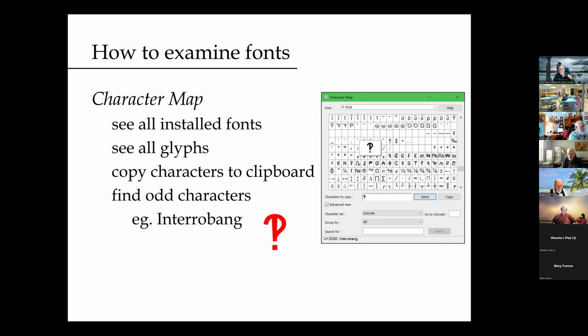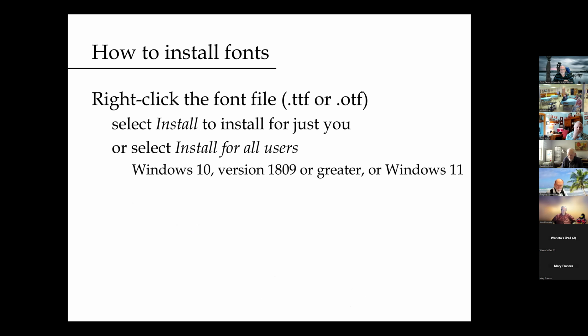Examining fonts: Character Map is an application that comes with Windows, and it allows you to see all the installed fonts and all of the glyphs that are available in that particular font. And it allows you to find odd sort of characters like the interrobang, so you can use that in your writing.